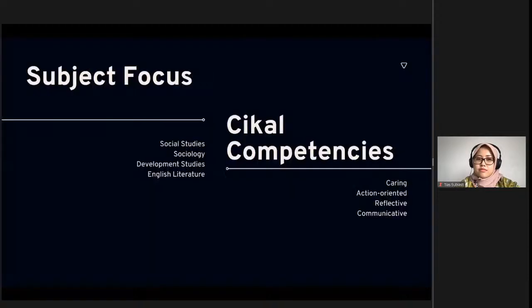My book project deals with the following subjects: social studies, sociology, development studies, and English literature. It also relates with 4 Cikal competencies as follows: caring, action-oriented, reflective, and communicative.